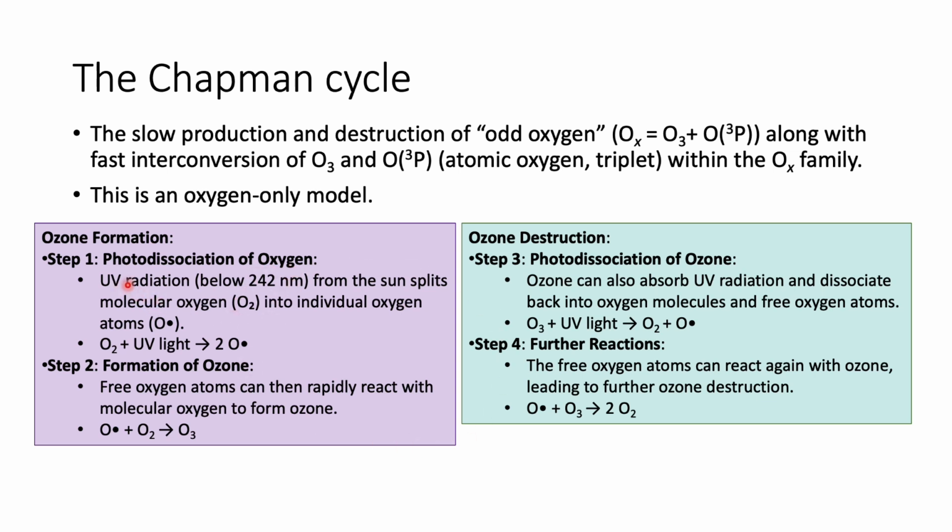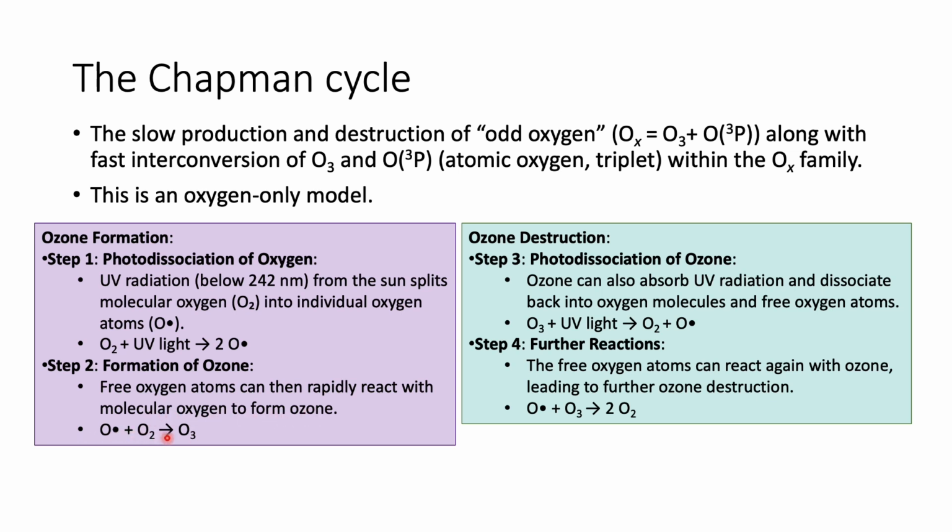In the first step, ozone formation happens, that is photodissociation of oxygen happens. UV radiation below 242 nanometers from the sun splits the molecular oxygen into individual oxygen atoms, that is oxygen radicals, like O2 plus UV light gives 2 O dot. The step 2 is the formation of ozone. Free oxygen atoms can then rapidly react with this molecular oxygen to form ozone.